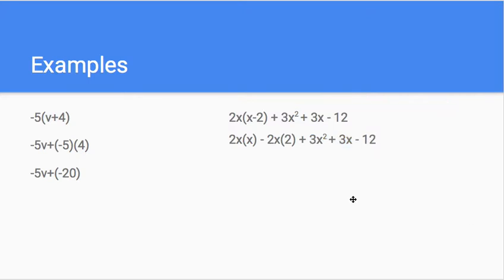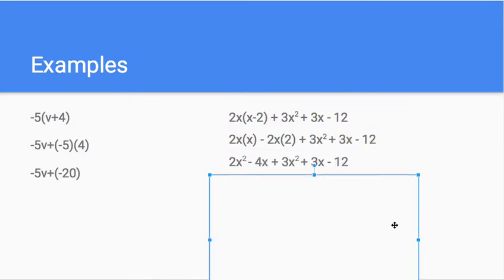Next thing I'm going to do is simplify my expression. So 2x times x is 2x squared minus 2x times 2, that gives me 4x because 2 times 2 is 4. The x just comes along for the ride, and then again everything else carries down.